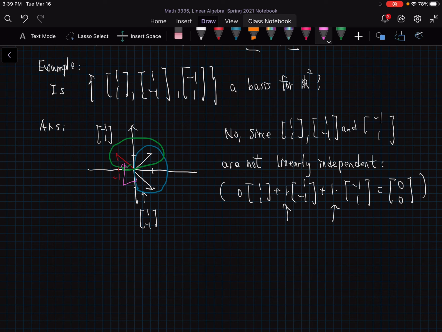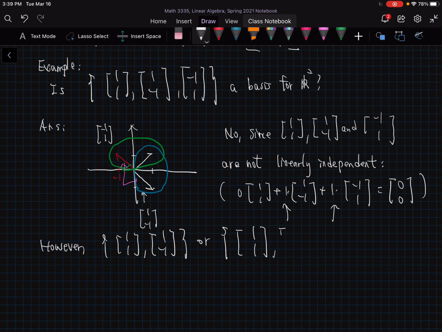So I will say, however, (1, 1) and (1, negative 1), or (1, 1) and (negative 1, 1), can be a basis for R2. Look at these two together: any vector here can be a linear combination of these two. You can express that. So as you can see, a basis of a subspace is not unique.